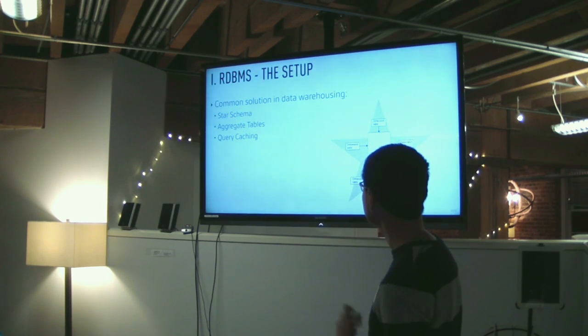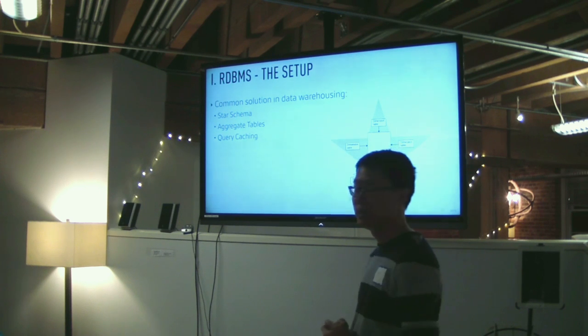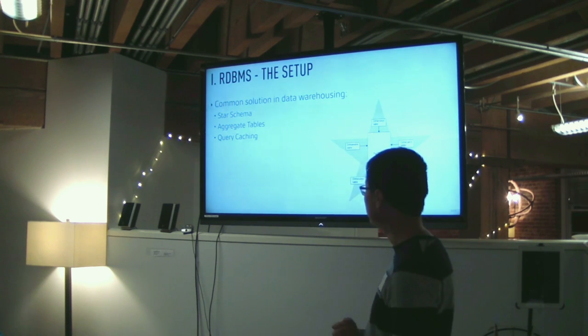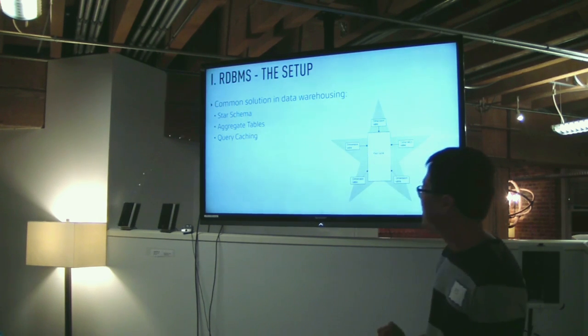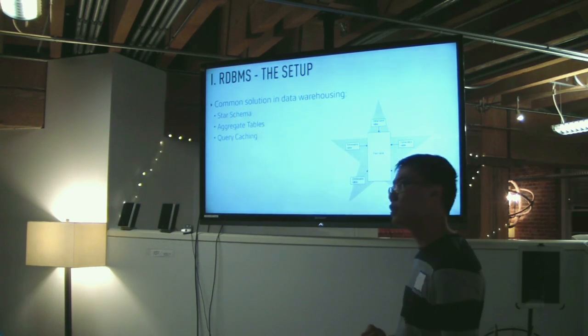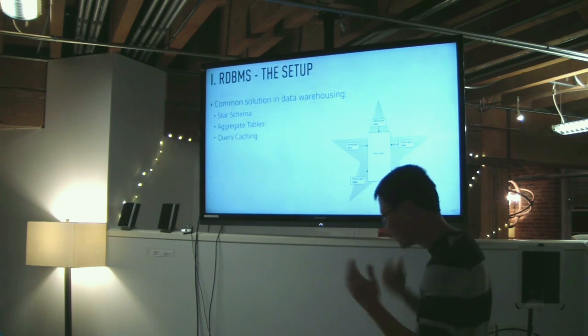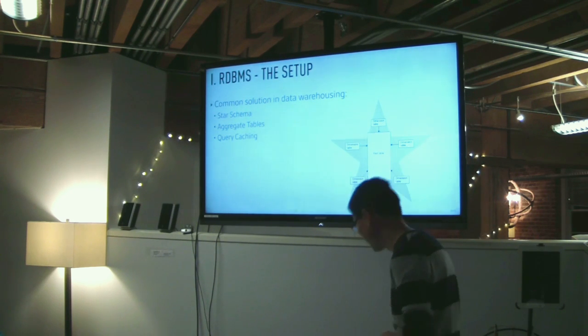The typical setup that you would do with a relational database is you have a star schema, you have some aggregate tables, and then you have a query cache. And this setup is really meant to maximize the performance of your queries. If you're not familiar with data warehousing, don't worry too much about this.